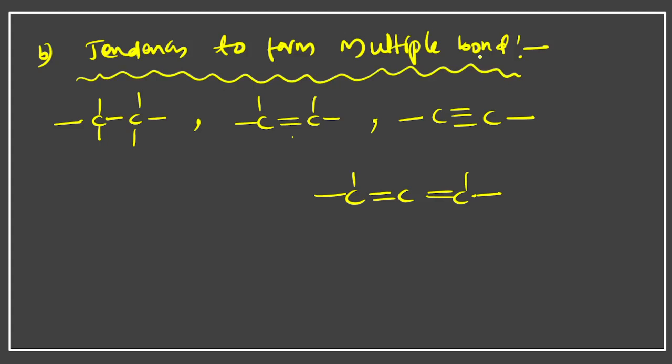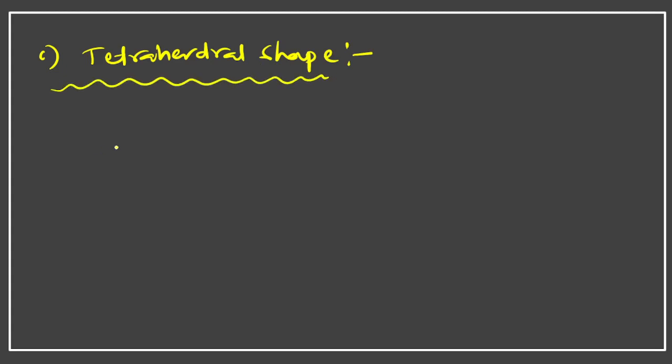Have a look at the next character. The next character is tetrahedral shape. What is meant by tetrahedral shape? The four covalent bonds of carbon are directed towards the four corners of a regular tetrahedron.